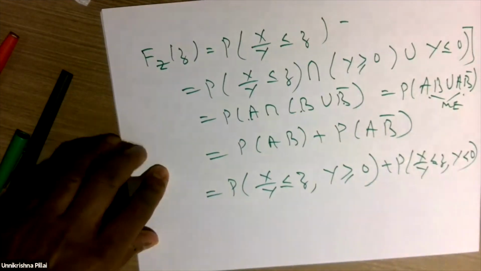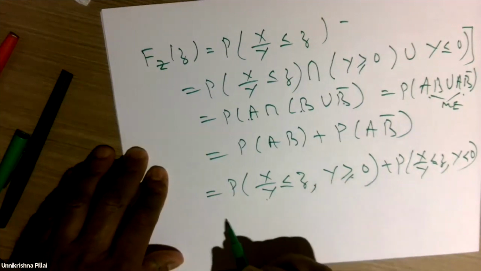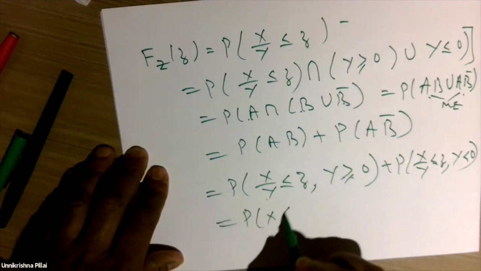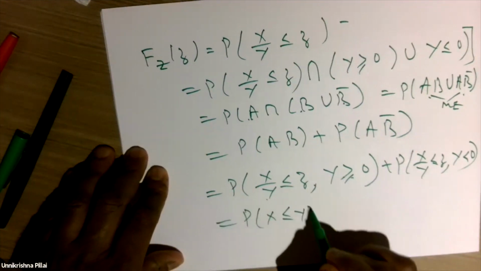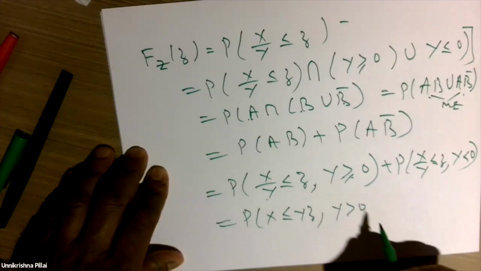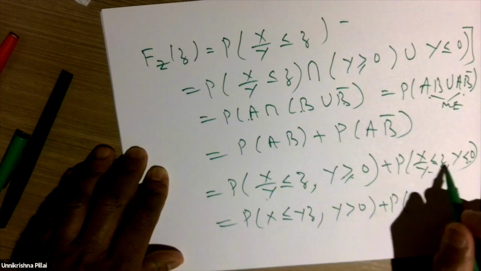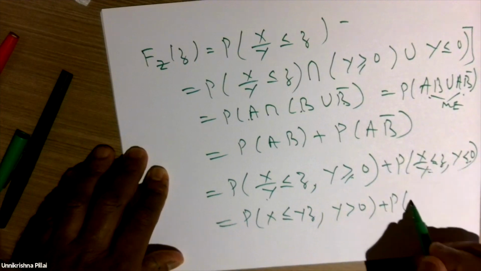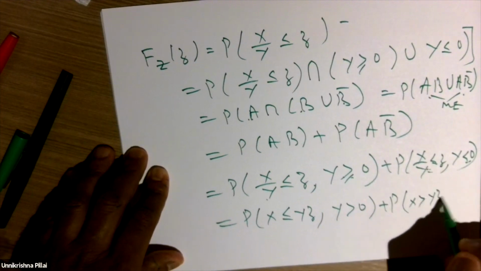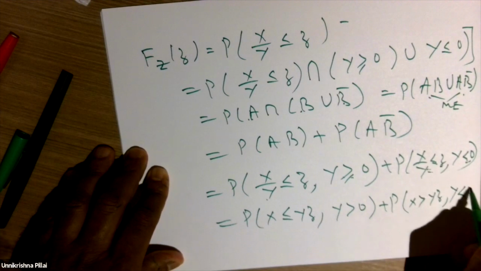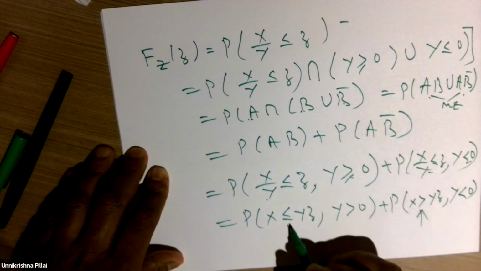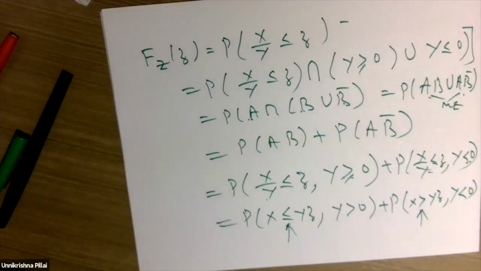You may ask, why am I doing this? See, now it is easy. If y is positive, the first term can be written as X less than yz, y positive. And if y is negative, what happens to this inequality? It flips. So you look at the two inequalities: in one case it got flipped.